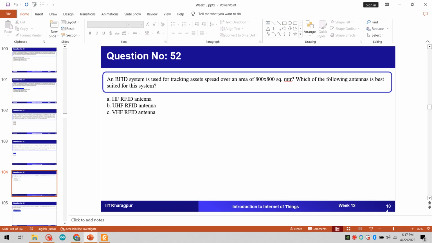Okay. Next question is, an RFID system is used for tracking assets spread over an area of 800 by 800 square meters. Which of the following antennas is best suited for this system? Options are HF RFID antenna, UHF RFID antenna, VHF RFID antenna.